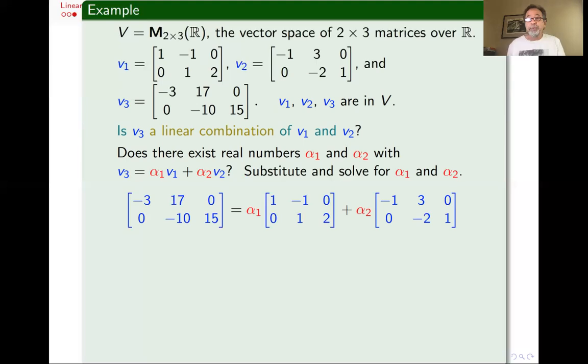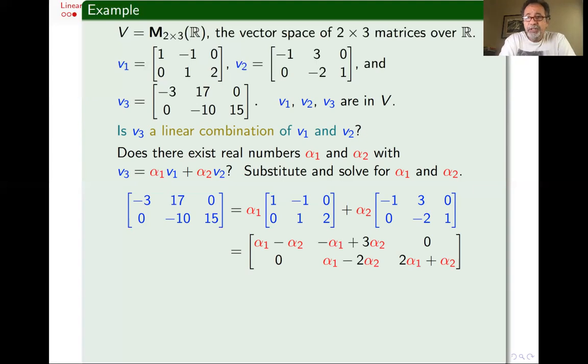Instead of V3, I put what it is, minus 3, 17, 0, 0, minus 10, 15. And the same with V1 and V2. Alpha 1 and alpha 2 I kept because I don't know what they are. Then I can multiply these into the matrices. I know how to do scalar multiplication. Alpha 1 gets multiplied inside, alpha 2 gets multiplied inside, and I know how to add the matrices also. After all, I am in this vector space, 2 by 3 matrices. I know how to multiply by scalars and how to add. If I do that, this is what I get.